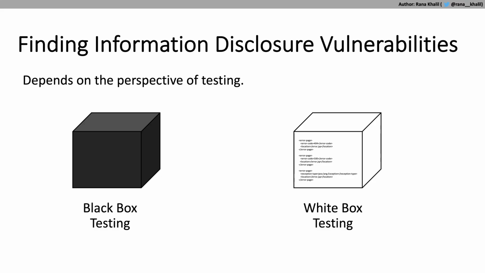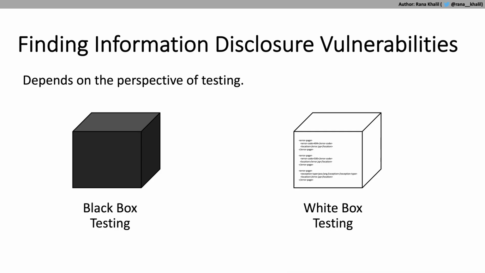Now, there is a third category that I haven't included on the slide, and it's called gray box web application pen testing. This is a combination of both white box and black box pen testing, where the tester is given limited information and access to the system. So for example, instead of just giving the tester a URL to the application, the tester is also given accounts to the application.